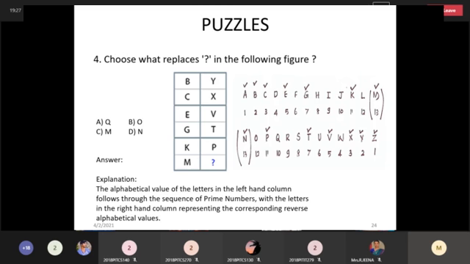Y, you can write it from Z, Y, X, W, V, U, T, S, R, Q, P, O, N. So backside from Z: 1, 2, 3, 4, 5, 6, 7, 8, 9, 10, 11, 12, and then 13 from back. So Z1, Y2, X3, W4, V5, U6, T7, and then S8, R9, Q10, P11, O12, N13.